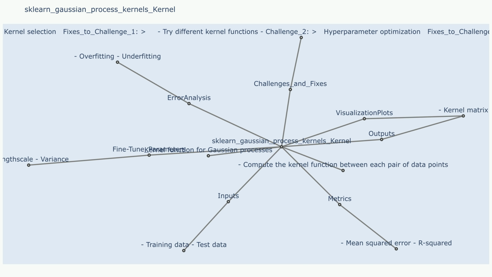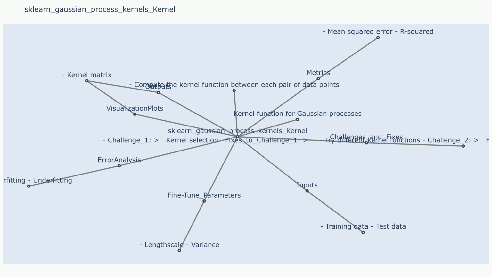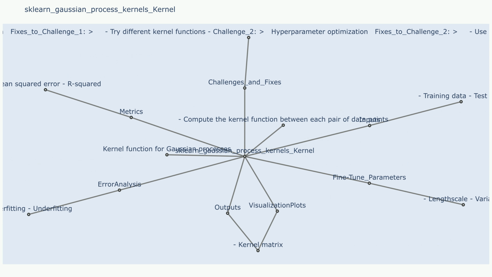sklearn.gaussian_process.kernels.Kernel. Description: the Kernel class in scikit-learn's Gaussian process module represents a mathematical function that describes the similarity between two data points. It's a fundamental component of Gaussian process regression (GPR), which uses the kernel to model the relationships between input data and target values. Kernels allow GPR to learn complex nonlinear functions, capturing patterns and dependencies in the data.